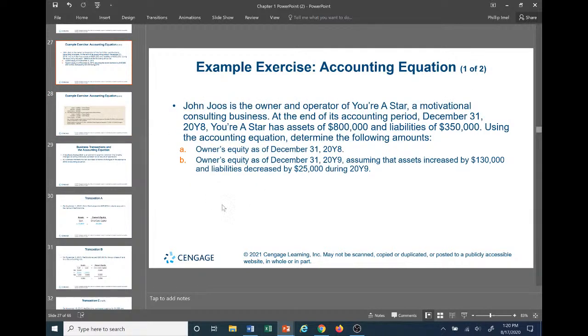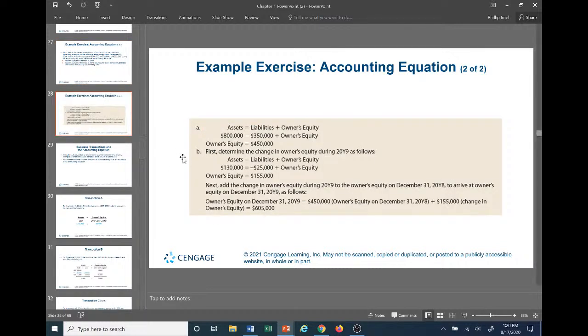Now let's go to part B. Now let's look at a year after this point. Let's now look at owner's equity as of December 31st, 2009. Now let's assume that the assets increased by 130,000 and liabilities decreased by 25,000. All right, and this all took place during 2009. So for part B, first determine the change in owner's equity during 2009.